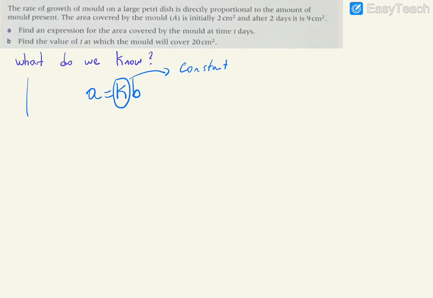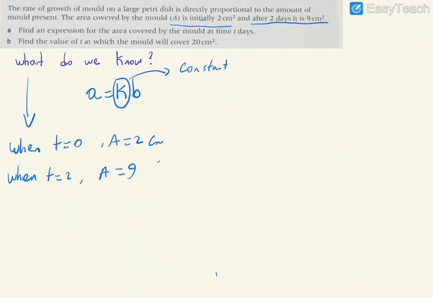What do we know? That's the question. Let's write everything we know. So A is initially 2 centimeters squared. Initially means when t equal to 0, A equal to 2. What's the next one? After 2 days, it means when t equal to 2, then A is 9 centimeters squared. I'm going to use this condition in the end.